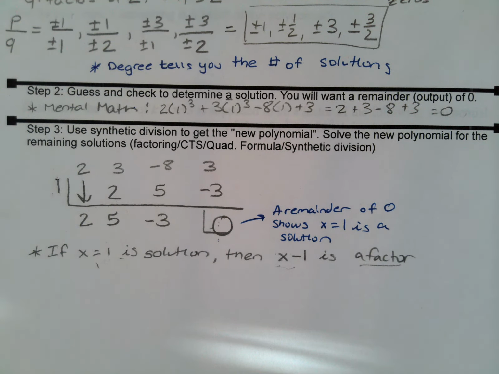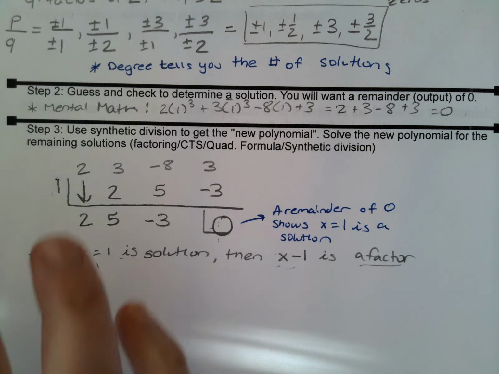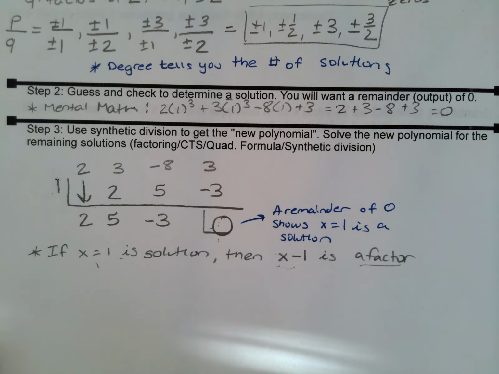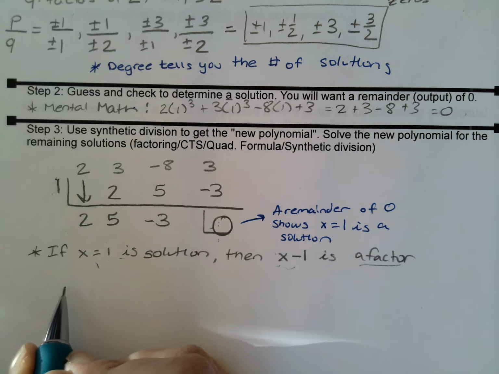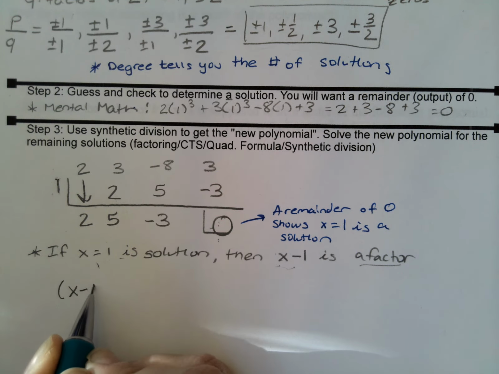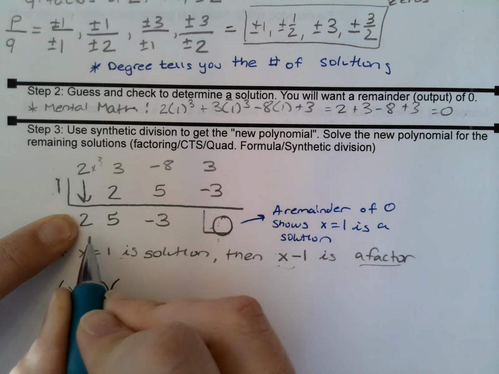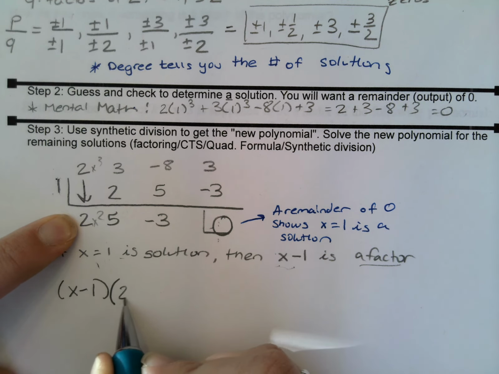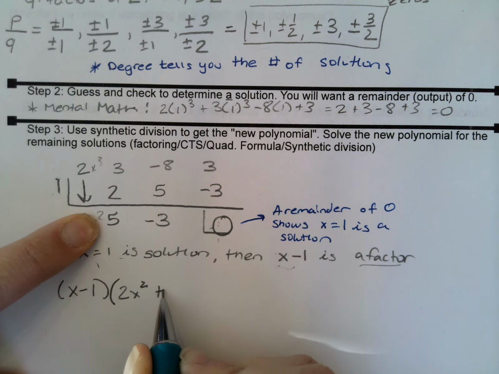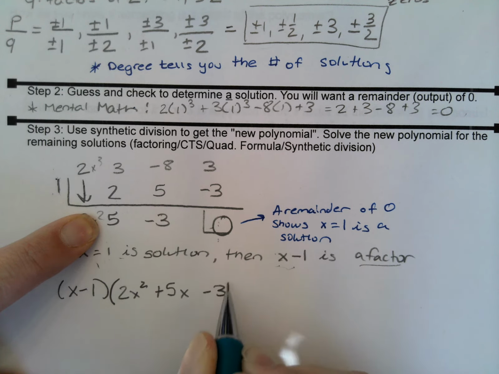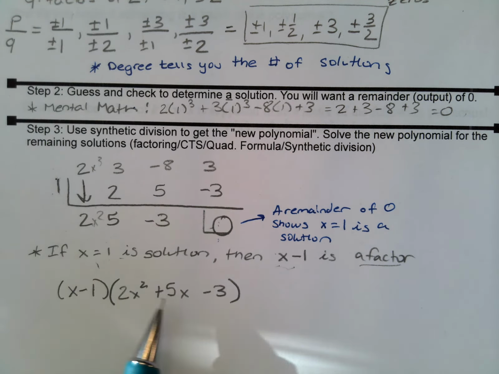So if I wanted to start writing this in factored form, because there will be problems where it doesn't say find all the rational zeros, it will say find the factors, I would put x minus 1 times this, dropping down from x to the third to an x squared, so 2x squared plus 5x minus 3. So I have started to factor. I've got that factor. I found it. Now I've got my new polynomial.